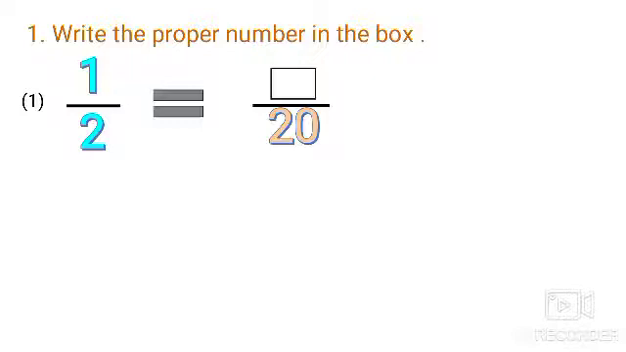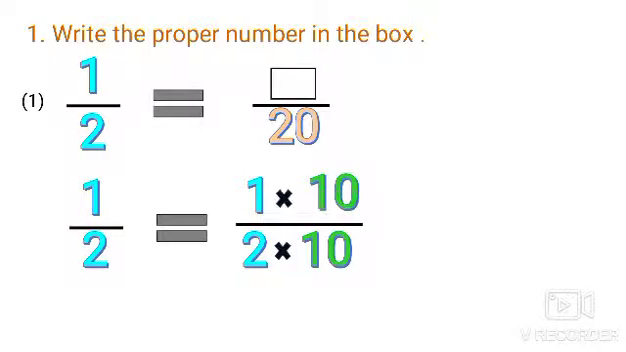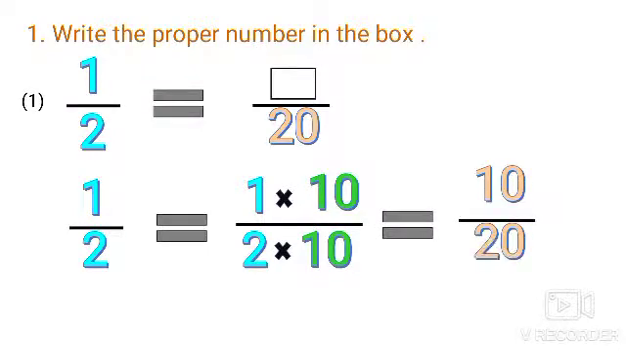20. So similarly, you are going to write 1 upon 2, then equals to sign, then again 1 upon 2. So 2 is multiplied by 10, then you will get the answer as 20. If you are going to multiply in the denominator, the same you have to follow in the numerator. Here the answer is 10 upon 20. It's very simple, student.